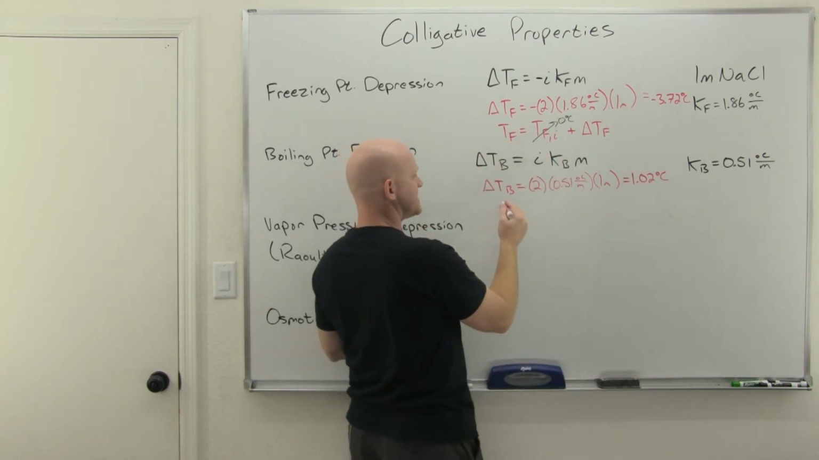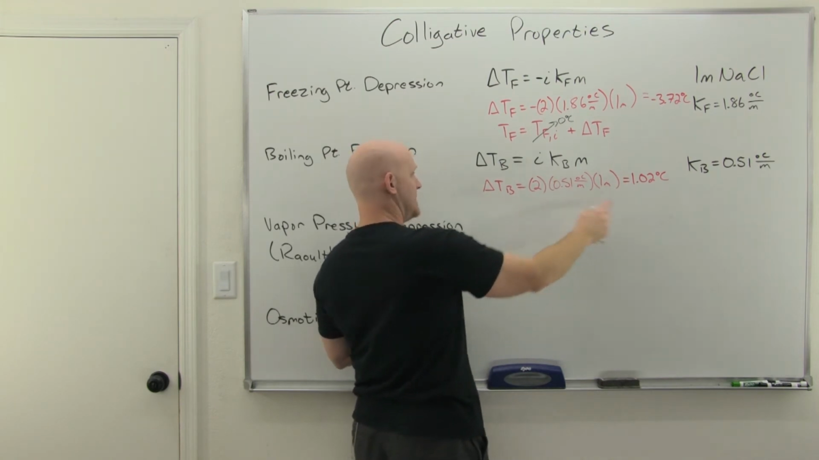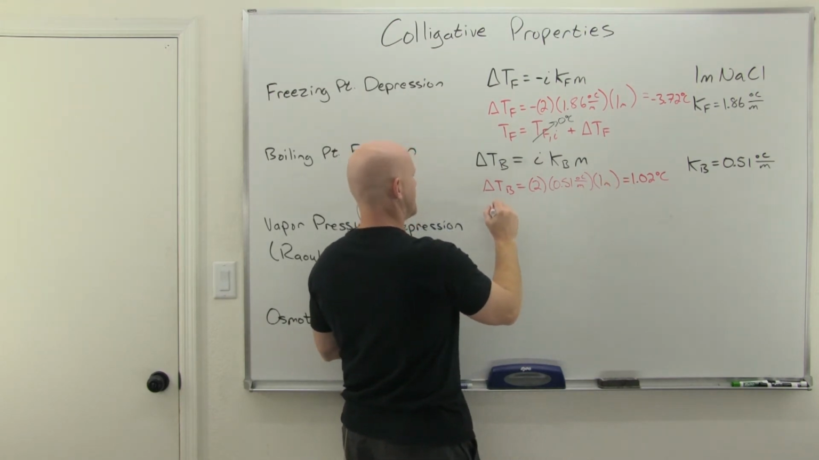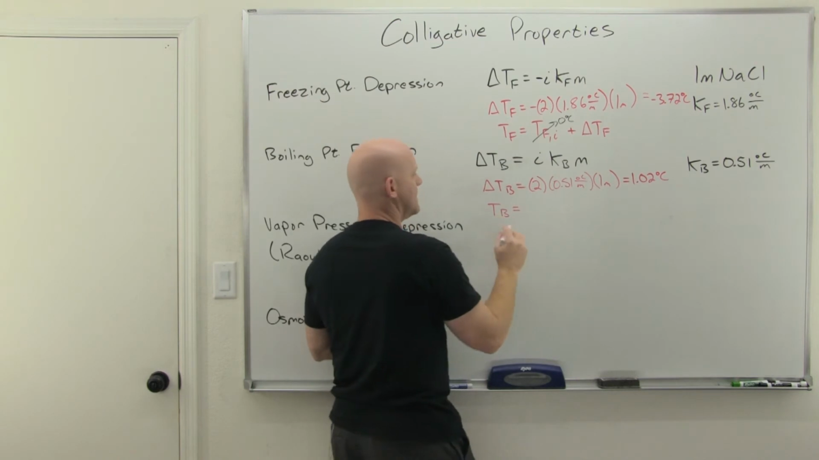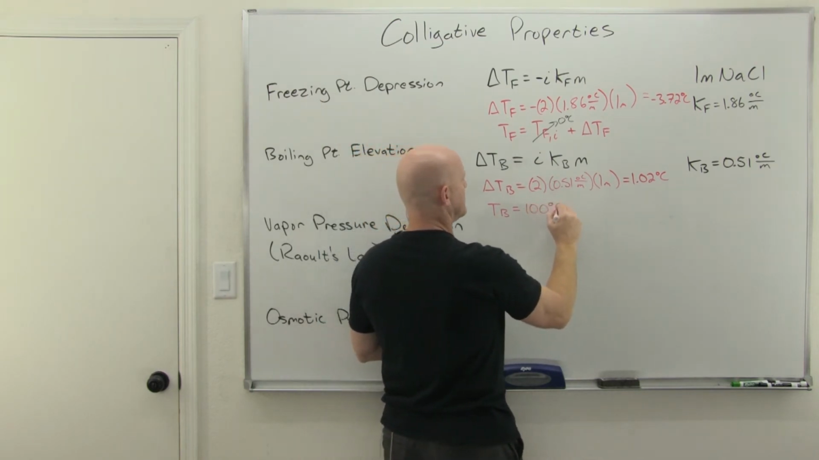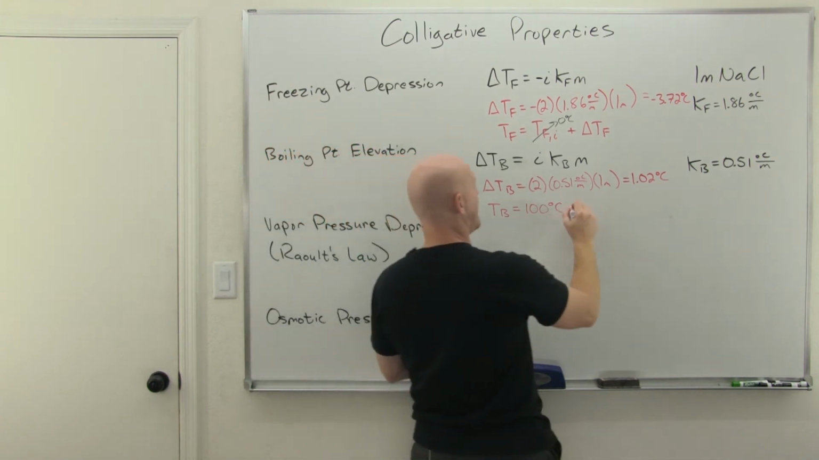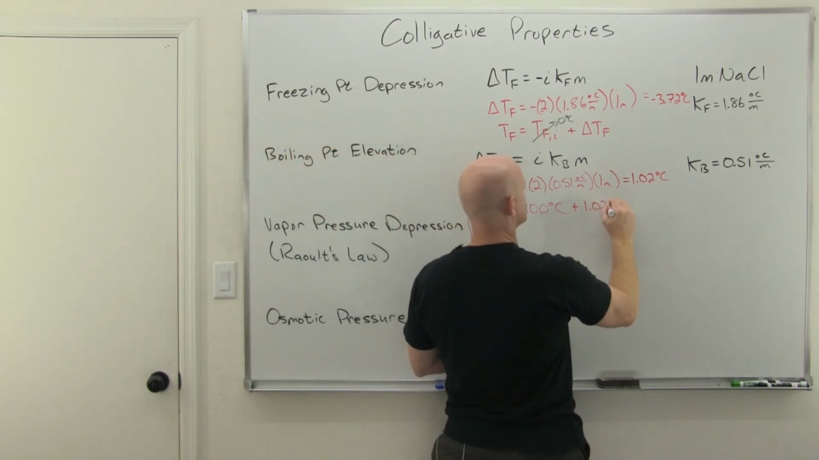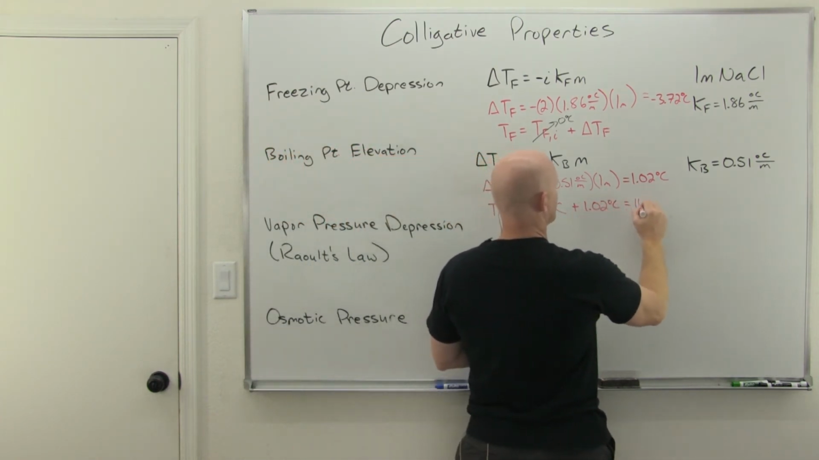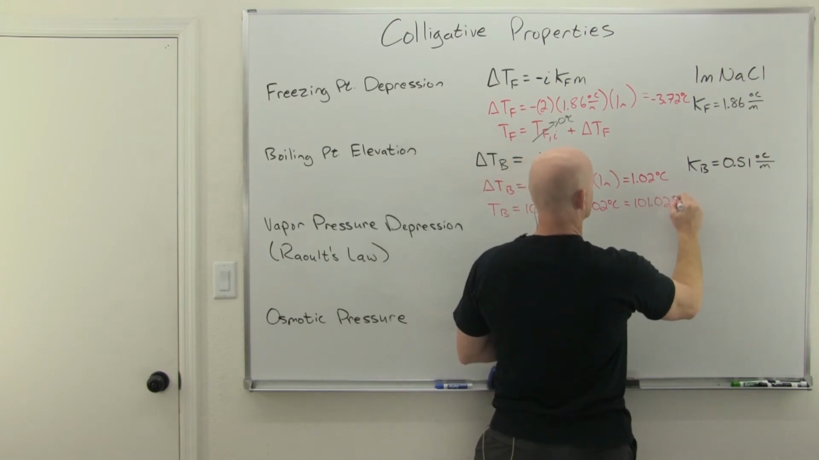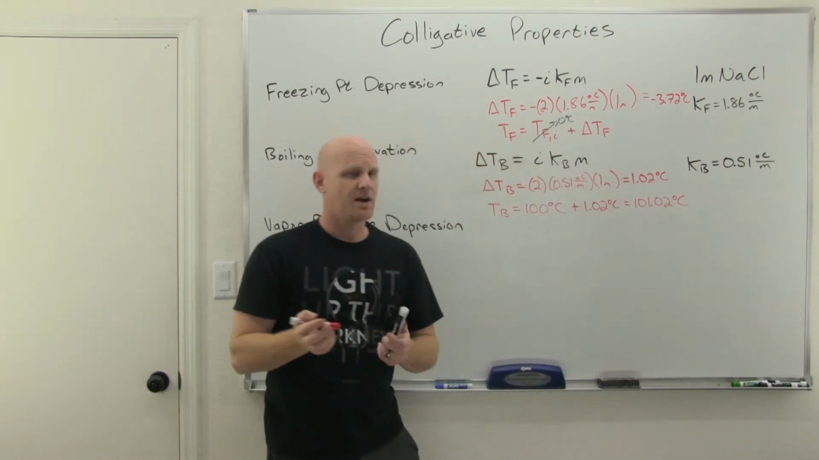Now, if I asked you not for the change in the boiling point, how much it went up by, it went up 1 degree roughly, but if I said, what is the boiling point? Well, then you take the normal boiling point, the original boiling point for water, 100 degrees Celsius, and add that change of 1.02 degrees in, and you'd get 101.02 degrees Celsius. So be careful on the question.